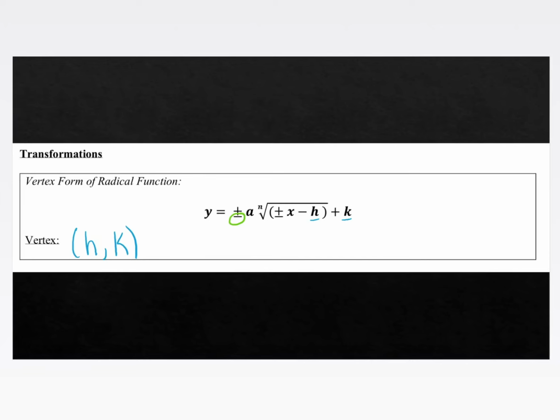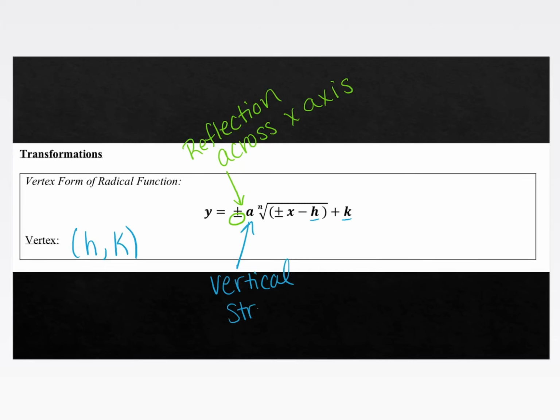We're used to seeing our function being positive. However, if we have a negative here, that means that there is a reflection across the x-axis. The a out front represents a vertical stretch or compression, depending if it's a whole number or a fraction.